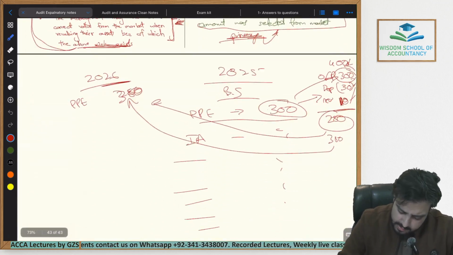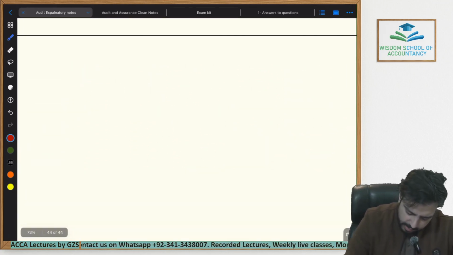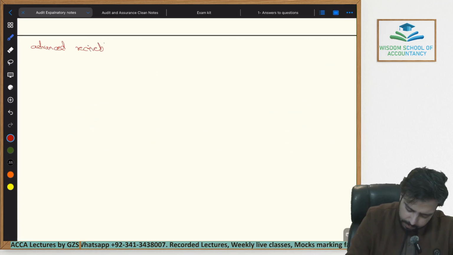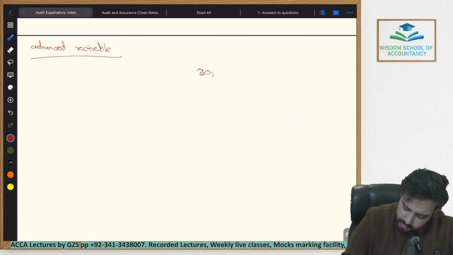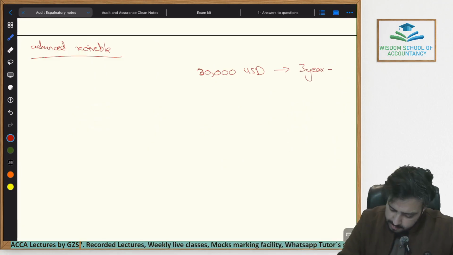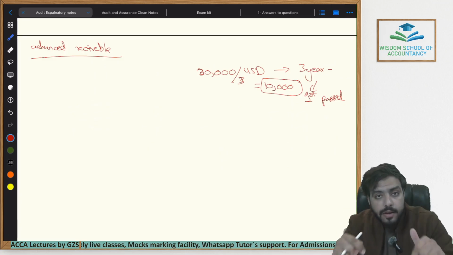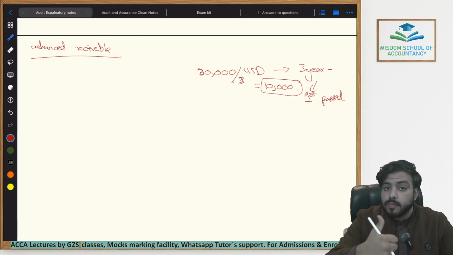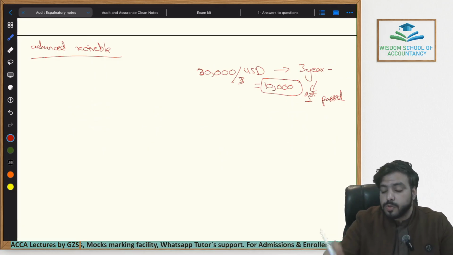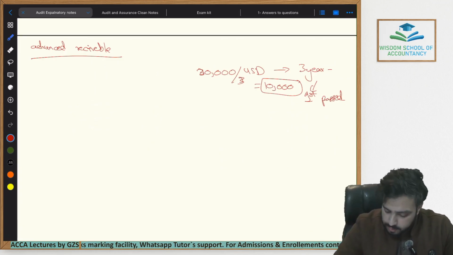What would be the double entry in this case? Let me write down a double entry for you so that you can understand. Advance received. Let's say your customer paid you 30,000 US dollars for a service that has to be provided for 3 years, paid in advance. If the first year has passed, you can only record revenue of 30,000 divided by 3, which is $10,000, at the end of the year, not at the start, because revenue can only be recorded once the performance obligation is satisfied. So for the first year, the performance obligation has been satisfied. You can record this as revenue.